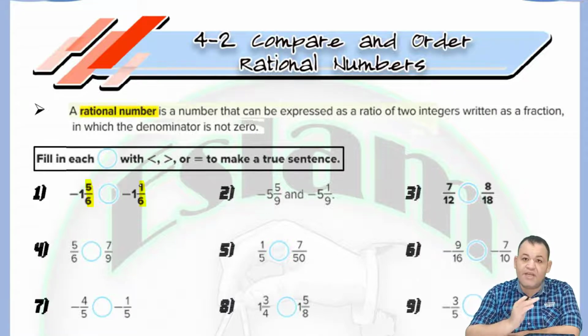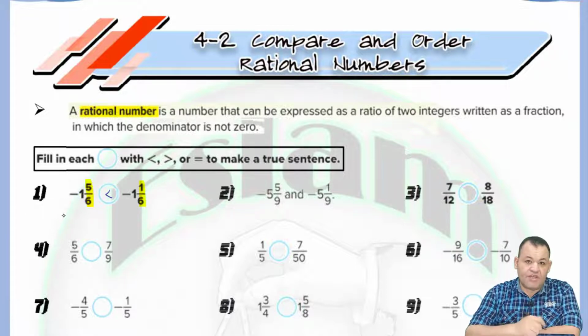Be careful in comparing negative numbers, because this number will be negative 5 and the second one will be negative 1. Because negative 1 is greater than negative 5, negative 1 and 1 over 6 is greater than negative 1 and 5 over 6.